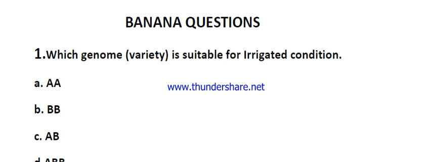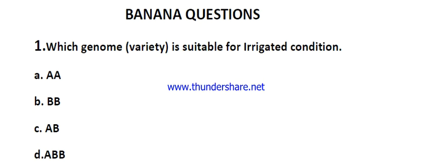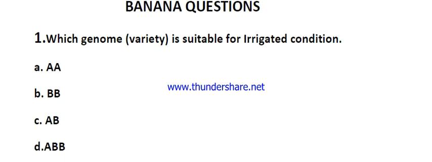Today I am going to discuss some 20 important questions on banana. Here is question number 1. Which genome is suitable for irrigated condition? Options are option A double A, option B double B, option C AB, and option D A double B. Here the right answer is option A, double A.